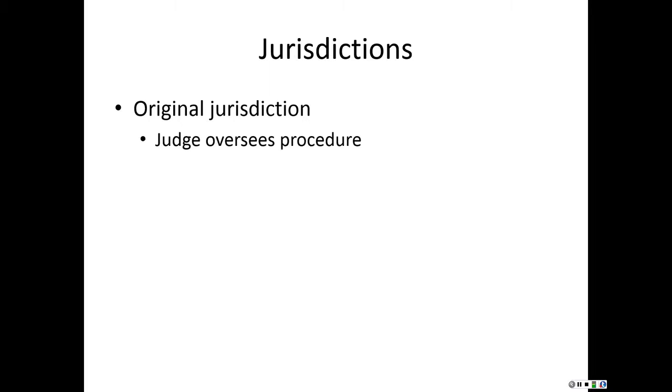In a court with original jurisdiction, a judge is going to oversee the trial. The judge is going to oversee the procedure. And more often than not, a jury evaluates the evidence. Trial courts in Texas are courts of original jurisdiction.